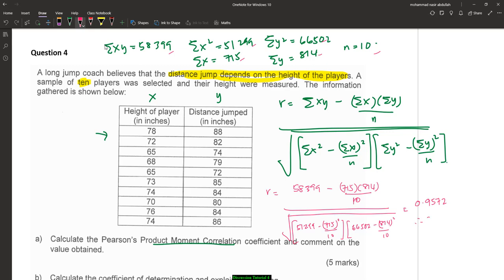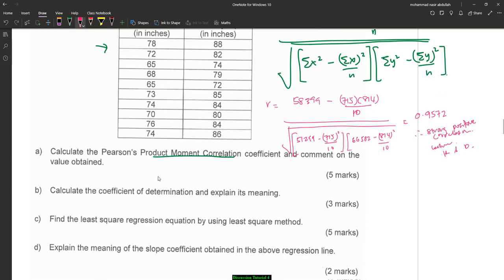It means that it has a strong positive correlation between height and distance. Right? So dekat bawah ni dia tanya calculate the coefficient of determination. Coefficient of determination is R squared ataupun capital R. So you ambil this value, you just square this value. 0.9572 squared will be 0.9163.